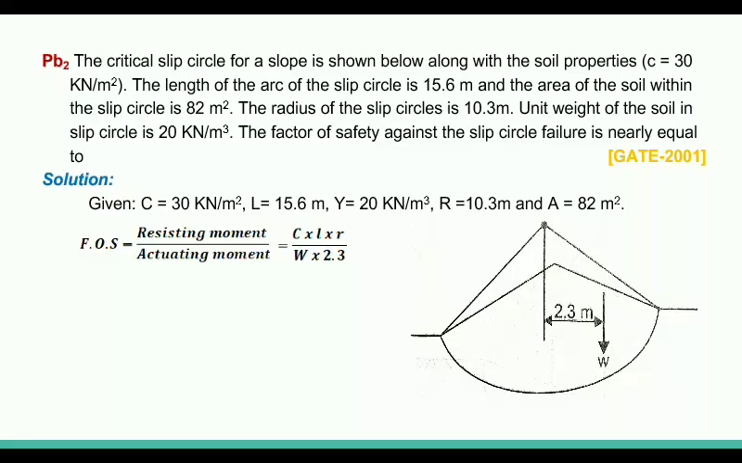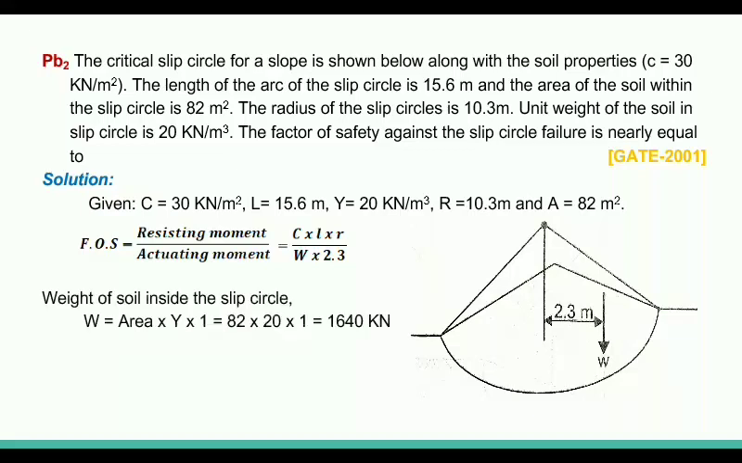In this case, we have the C value, the L value, and the R value. Small r is equal to capital R. Now we need to calculate W. W is the weight of soil within the slip circle, but that is not given in the question. However, the area of the cross-section of soil within the slip circle is given, and we have the unit weight, so we can calculate the weight per unit length, with length perpendicular to this figure. So weight is area into unit weight into 1. 82 into 1 is the volume of soil within the slip circle, so the weight is 1640 kilonewton.